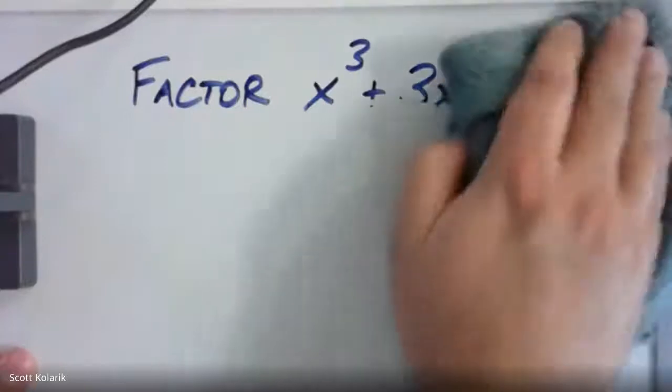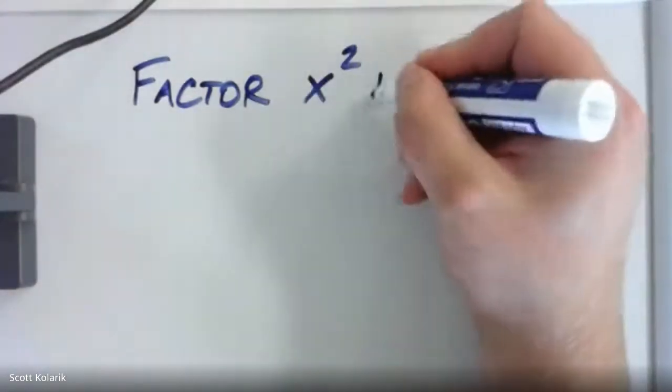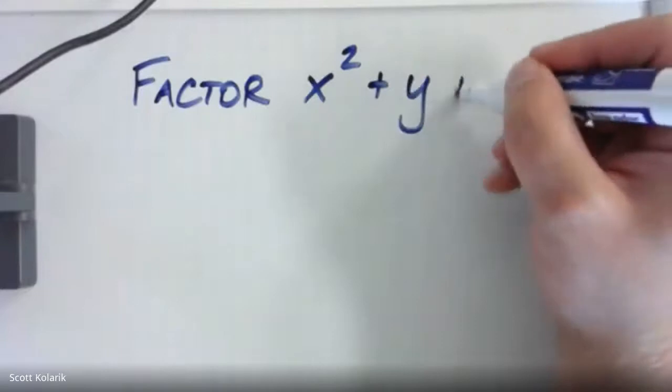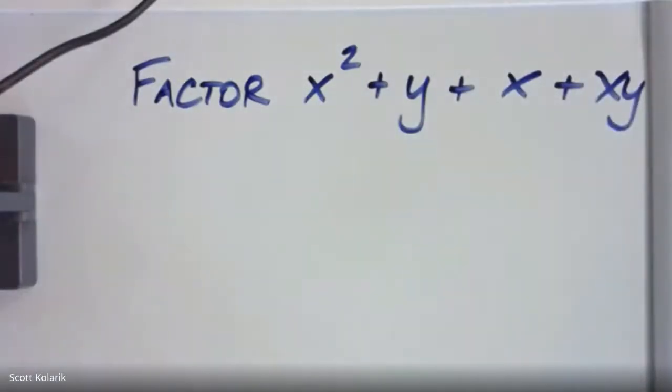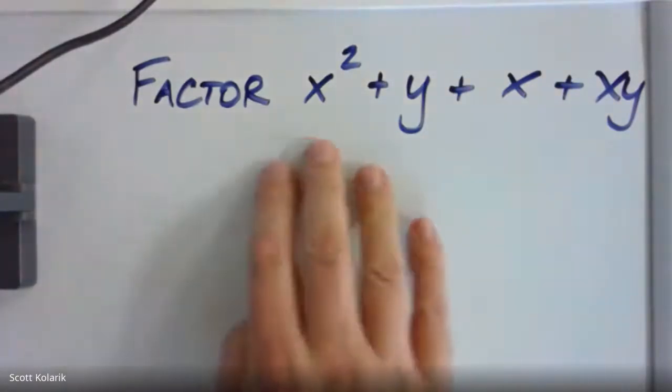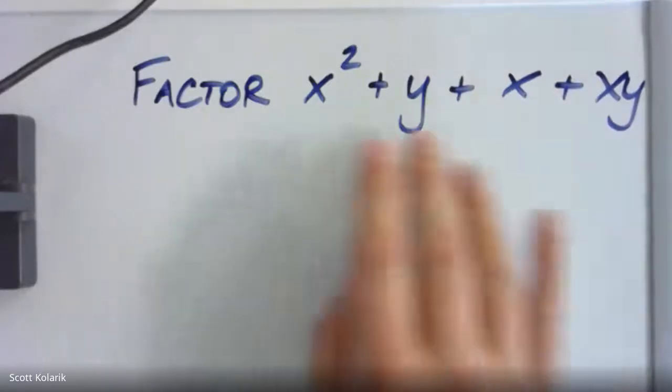We're going to be asked to do the same thing, to factor. That will be the simple instruction at the beginning, but then we're given this polynomial. We're given x squared plus y plus x plus xy. All right, so this one may seem a little more intimidating because first off, I don't have any coefficients. There are no like numbers I'm dealing with. I only have two variables.